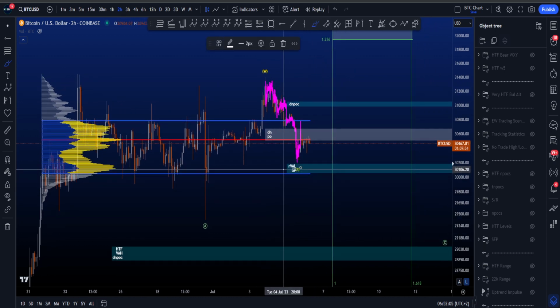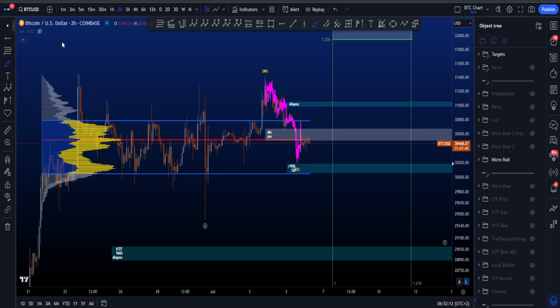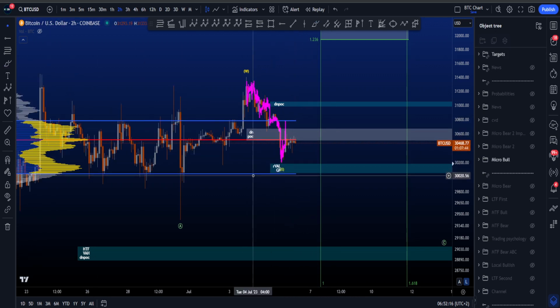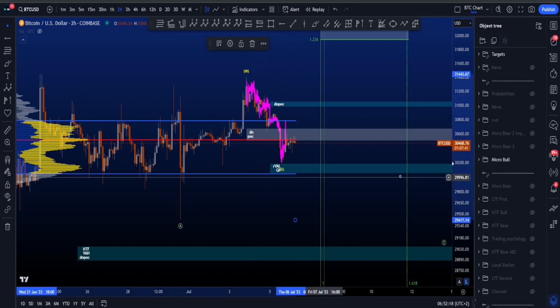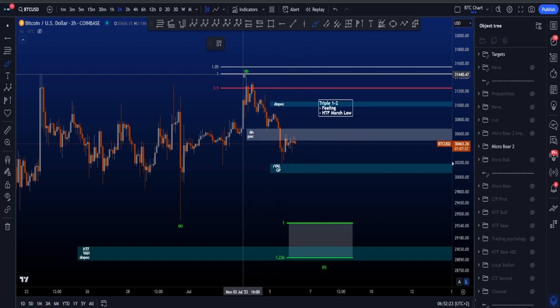Actually, yesterday the point of control of the range was here, but it has now moved to the upside as price is ranging at this level. So currently price is below the point of control, as you can see, and the value area low is always an interesting area.